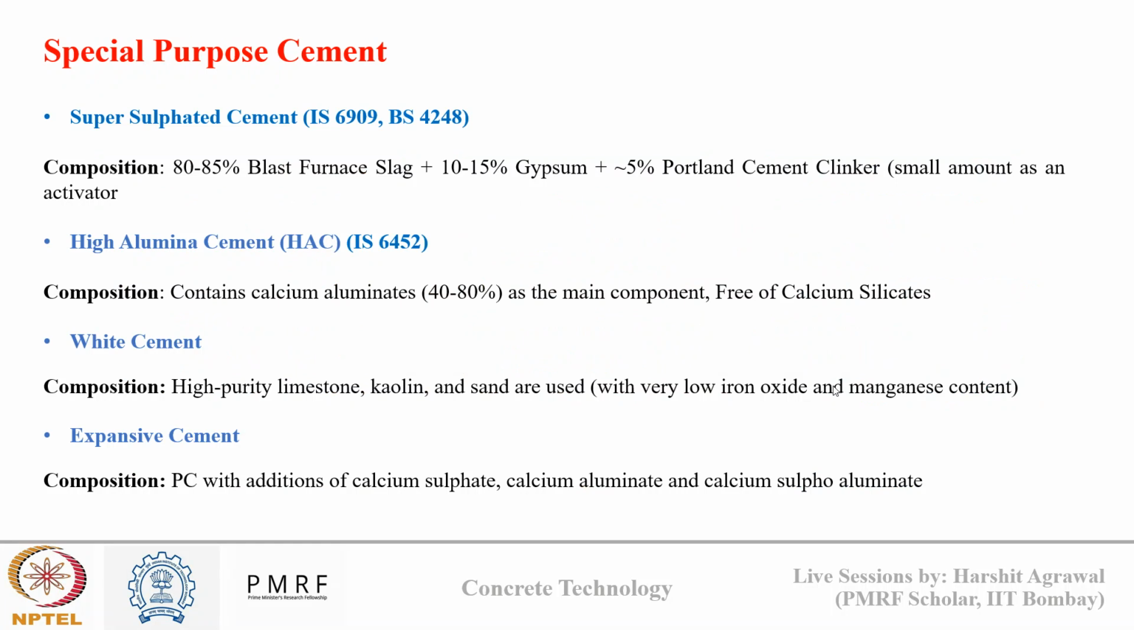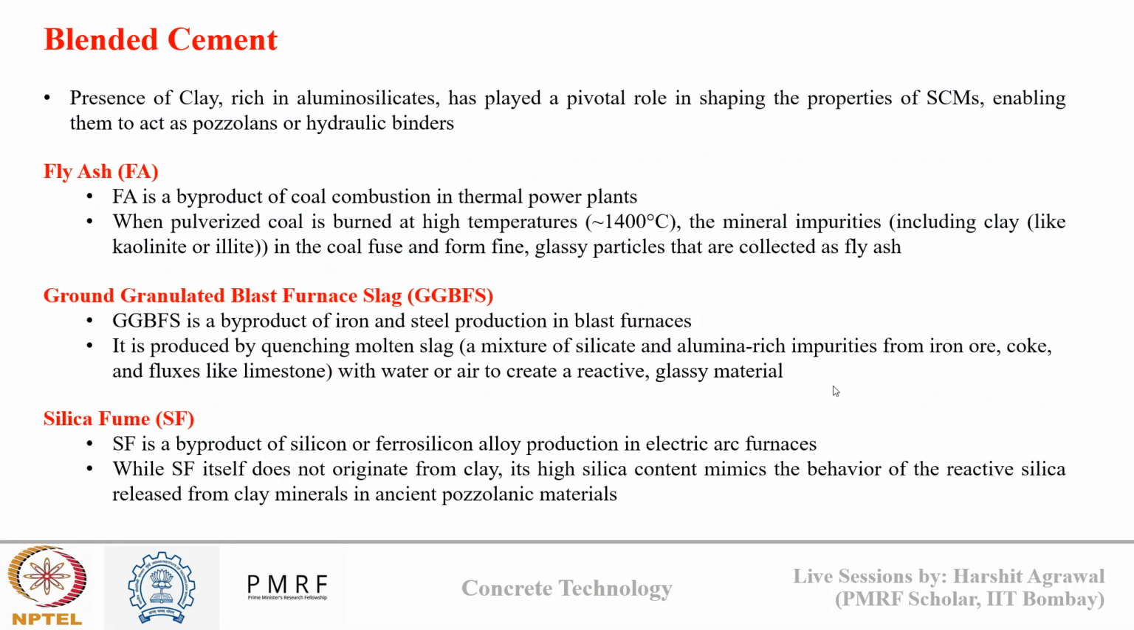Then we came to special purpose cement, where we talked about super sulfated cement, high alumina cement, white cement, and expansive cement. And in blended cement, we first understood how blended cement came about by looking into the history of hydraulic lime and volcanic ash. Then we just introduced ourselves to fly ash, slag, and silica fume, how they are obtained and why they show cementitious property. A more detailed discussion on these blended cements we will have in next week's content when we talk about mineral admixtures.